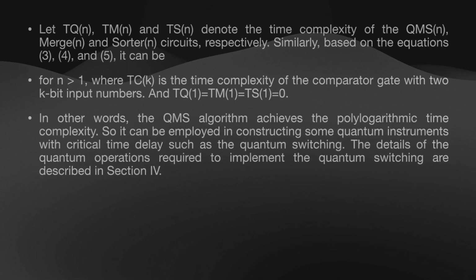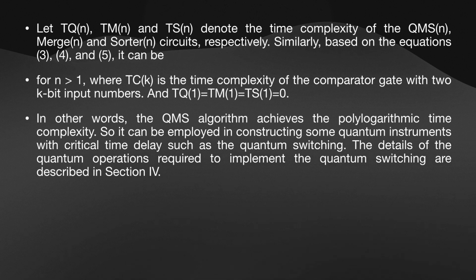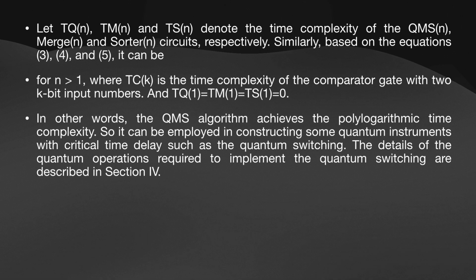So let TQ(n), Tm(n), and Ts(n) denote the time complexity of the QMS, the merge, and the sorter circuits of n respectively. Similarly, based on equations 3, 4 and 5, it can be derived for n greater than 1, where Tc(k) is the time complexity of the comparator gate with two k-bit input numbers, and TQ(1) equal to Tm(1) equal to Ts(1) equal to 0.